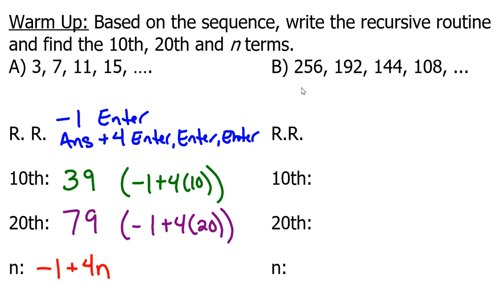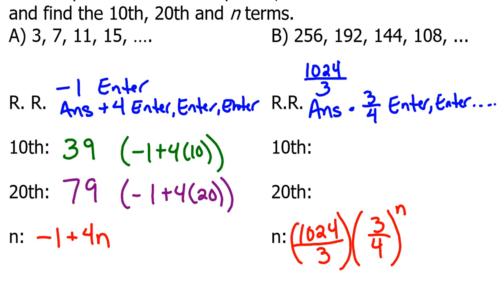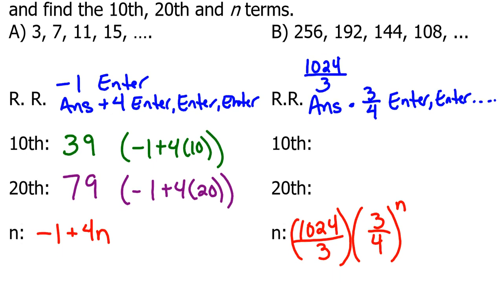Again, this is my first term. I would have to backtrack one more to find my 0, and I can establish my recursive routine and my expression for n from that. So in doing so, we can see the multiplier is 3/4. Our original value then, if I take 256 divided by 3/4, is 1024 divided by 3, which would translate into, for any term n, 1024 thirds times 3/4 to the power of n.